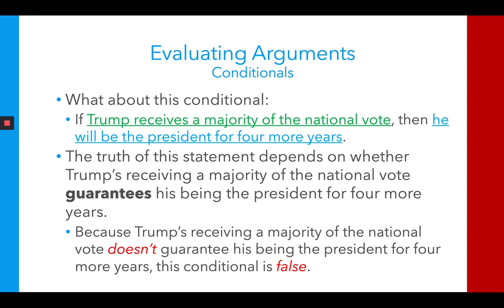Moreover, if Trump receives the majority of the Electoral College votes, then he will be president for 4 more years. I don't think that's even really guaranteed, right? Because a lot of things could happen, right? He could be impeached. He could be killed in office, something along those lines. So with these sort of future predictions, we're often going to get false premises because there's not going to be a guarantee of the consequent from the antecedent.